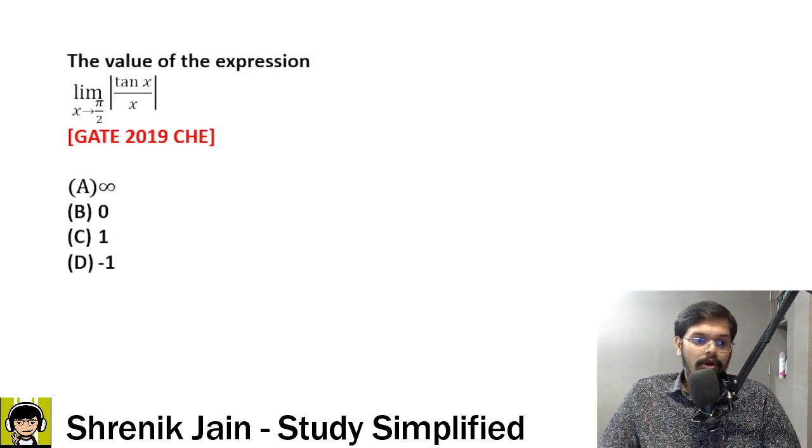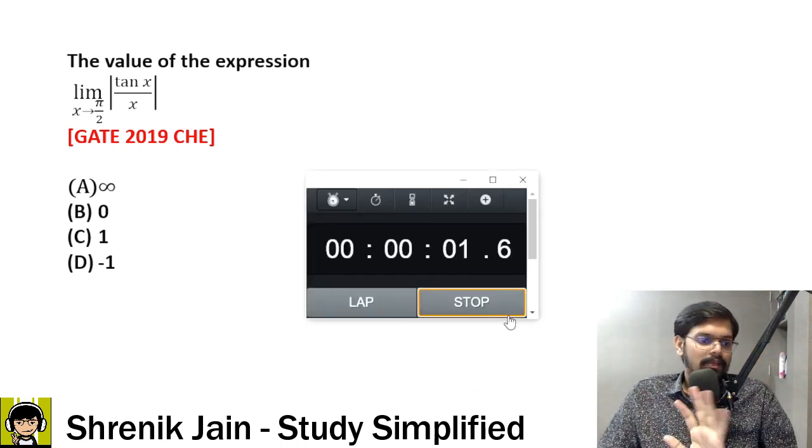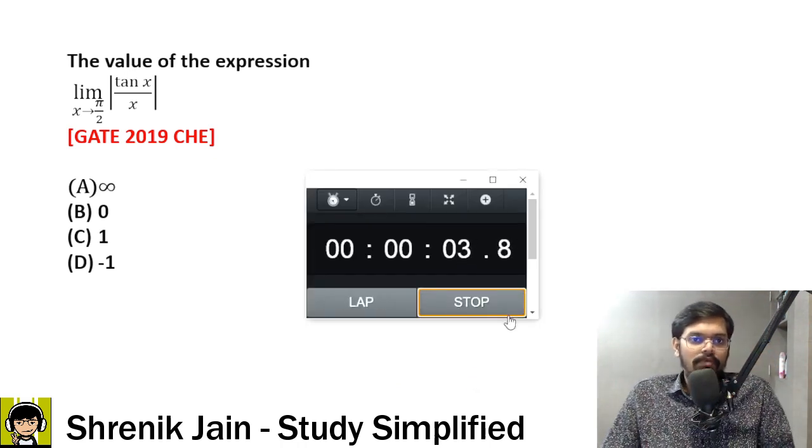Try the next question. Not all questions are tough. GATE 2019 chemical. This can be solved in 30 seconds. I will give you 30 seconds. The value of the expression limit x tends to pi by 2 of mod tan x by x. GATE 2019 chemical, options A, B, C and D.